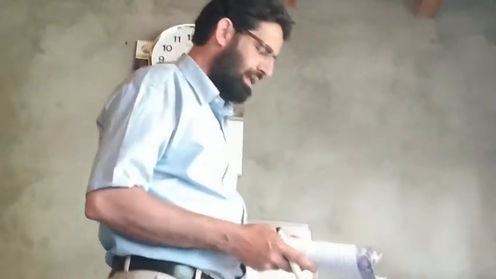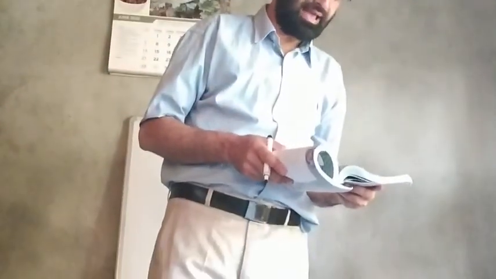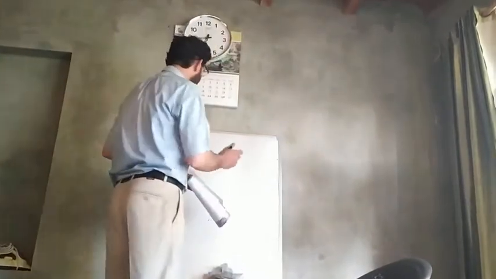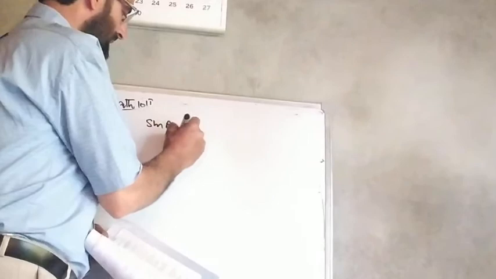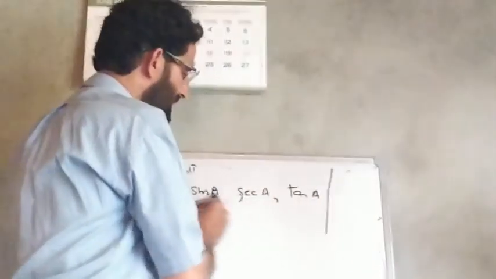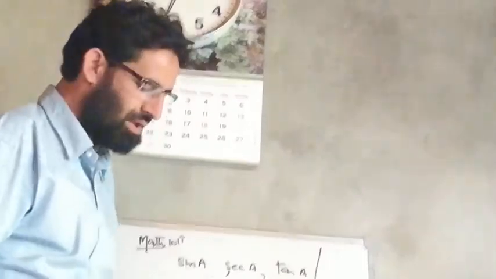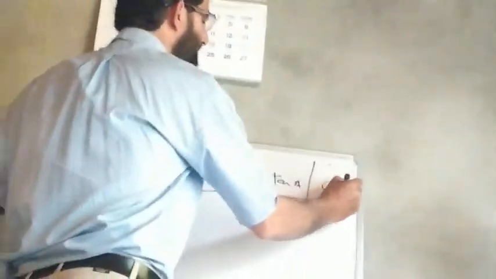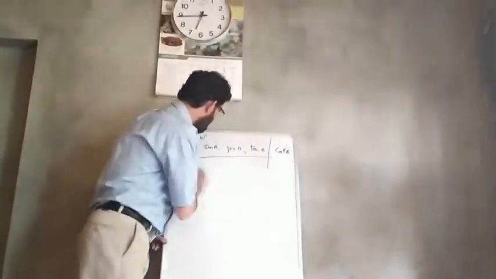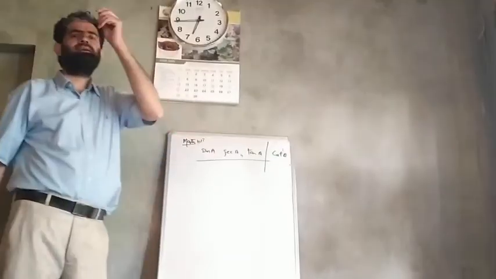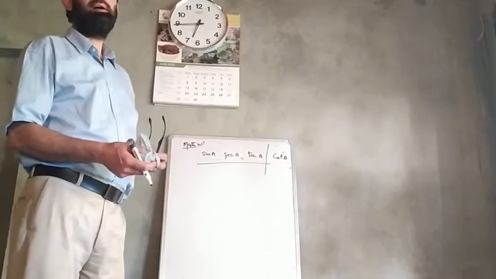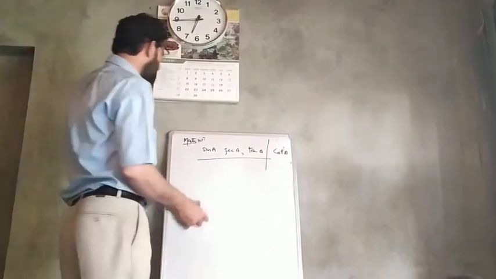Now question number 1 is, express the trigonometric ratios sin A, sec A and tan A in terms of cot A. You have to change these three ratios, sin A, sec A and tan A, and express them in terms of cot A. Okay, we can solve this question number 1.